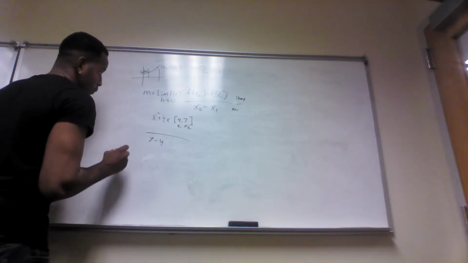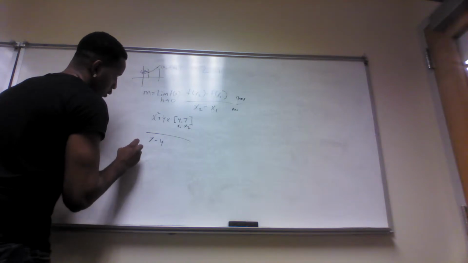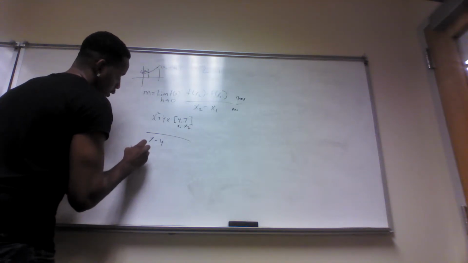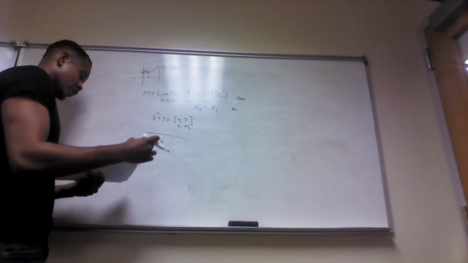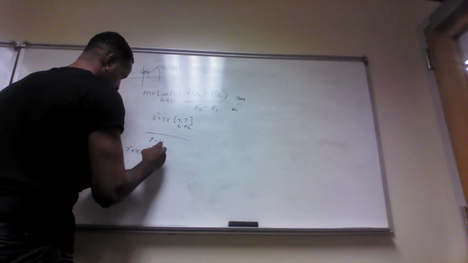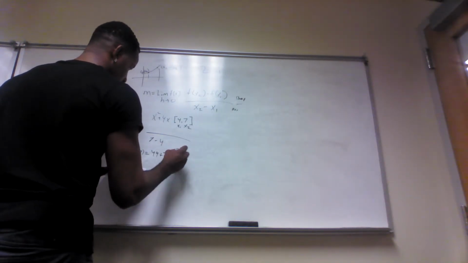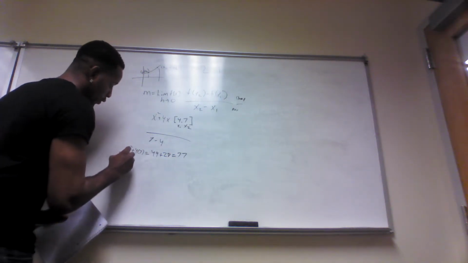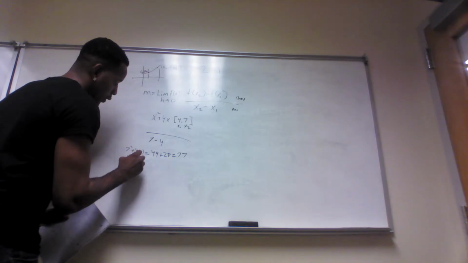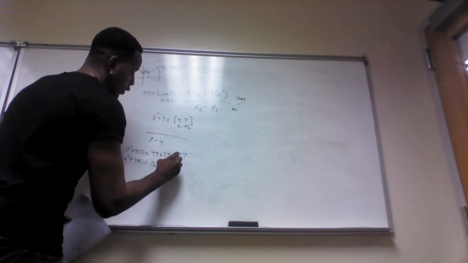So we have 7 squared plus 4 times 7, and that's going to give us 49 plus 28, which is going to give us 77. In the second part, we do the same thing: 4 squared plus 4 times 4 is going to give us 16 plus 16, which is going to give us 32.